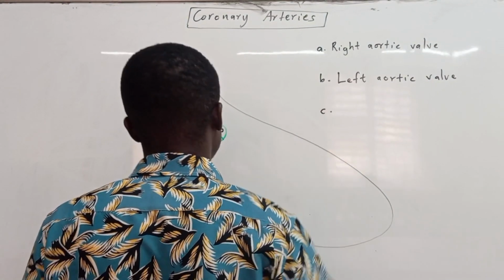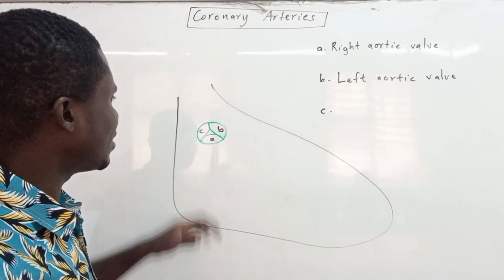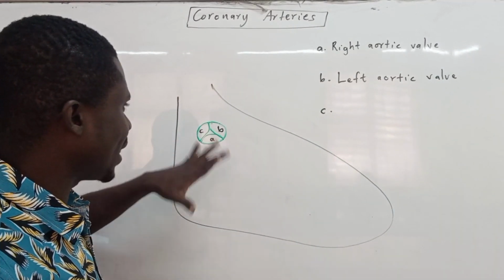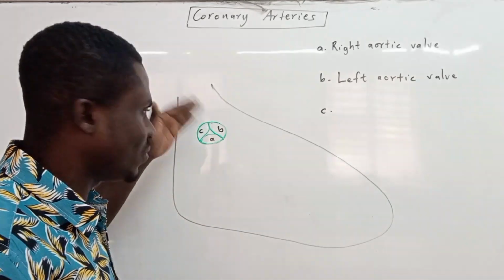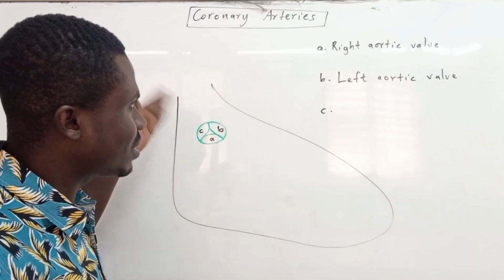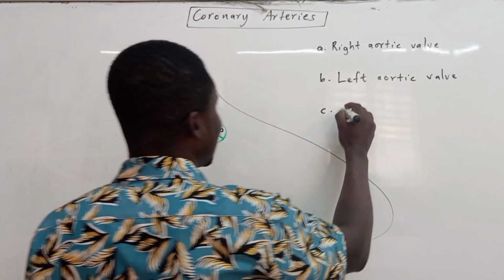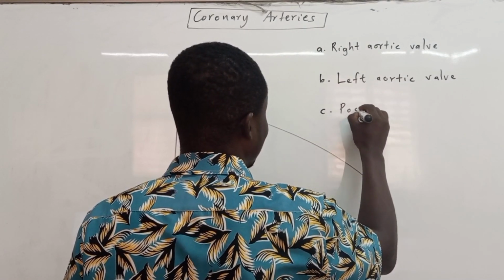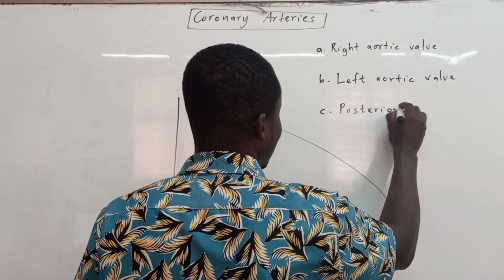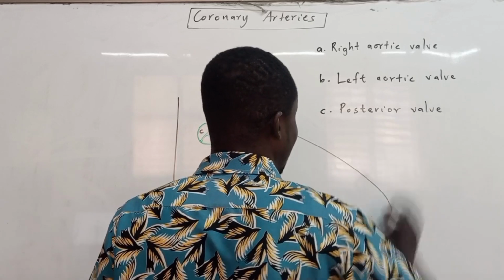And then the C. Yes, the C is more or less, in real time, a bit posterior. So we will call this one the posterior valve, the posterior cup, of the aorta.